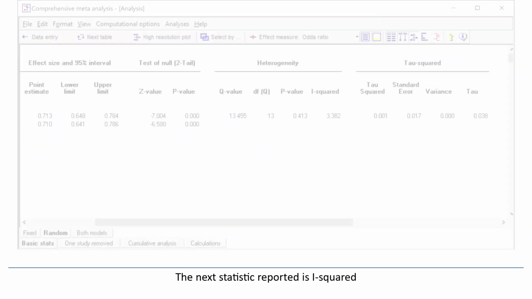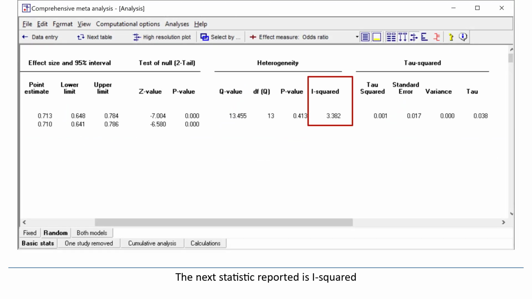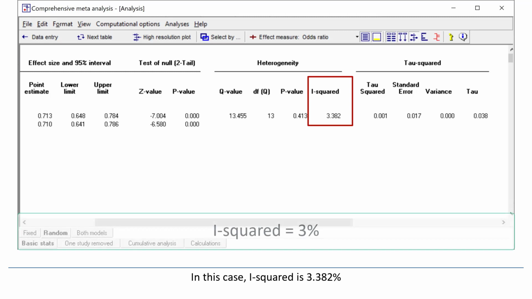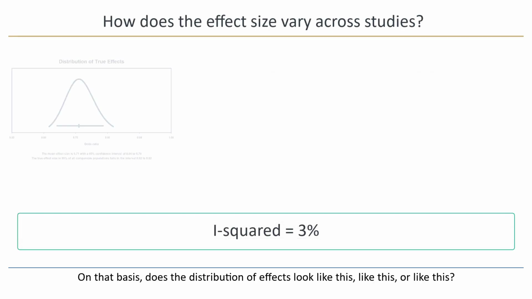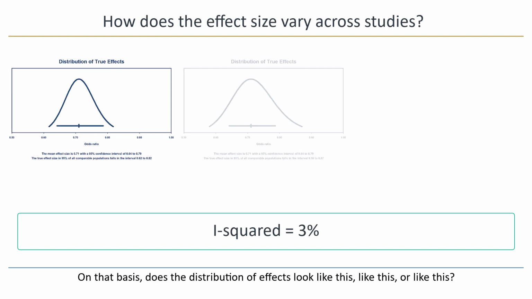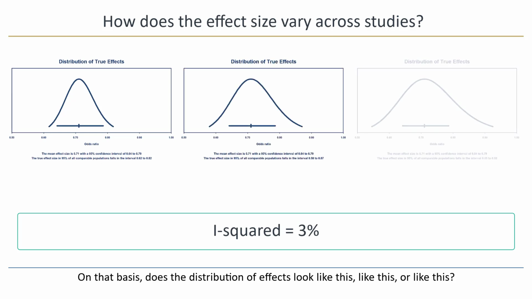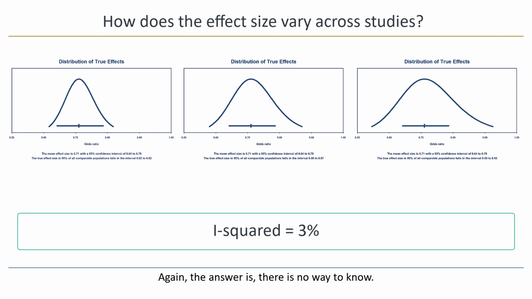The next statistic reported is I-squared. In this case, I-squared is 3.382%. On that basis, does the distribution of effects look like this, or like this? Again, the answer is there is no way to know. It could be any of these.